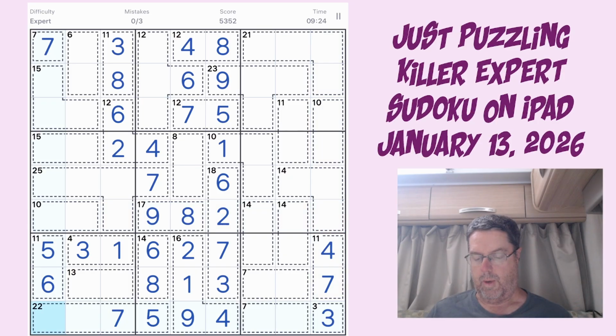So 2, 8 here. 8 can be here with a 2, 8 can be here with a 3, and 8 can just be there on its own. 8, 9, 2, 5, so 3, 5 here. 1, 2, 9, 6, 3 and 5. So these can be 3 and 5 here.